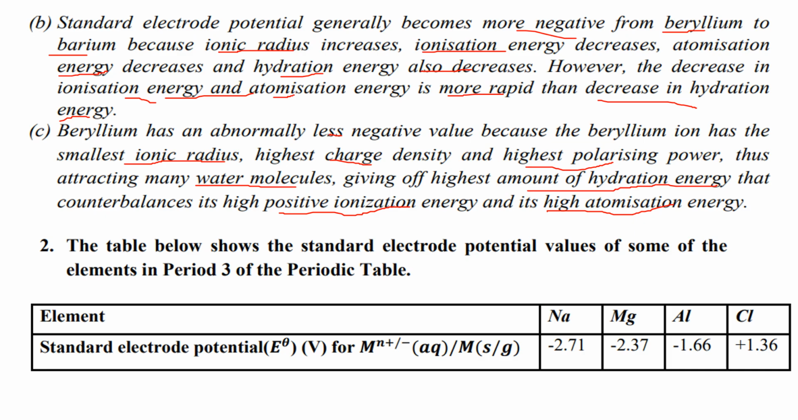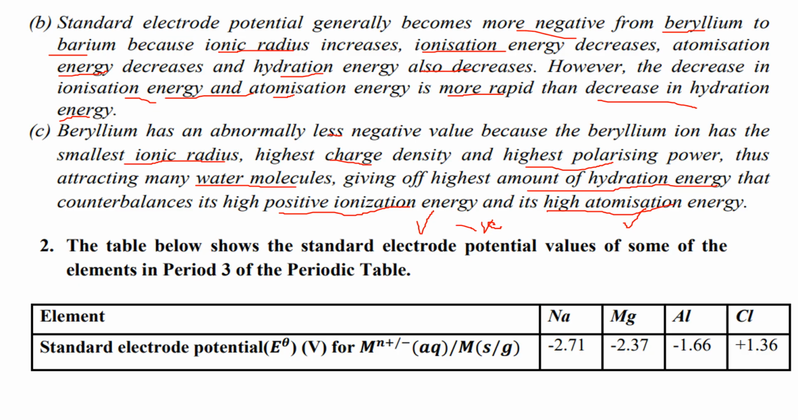On top of the radius, since it has a high charge density together with high polarizing power, its ionization energy is going to be high together with atomization energy. But also, its hydration energy is going to be higher. But since everything is high, it's going to give us an overall less electronegative value.